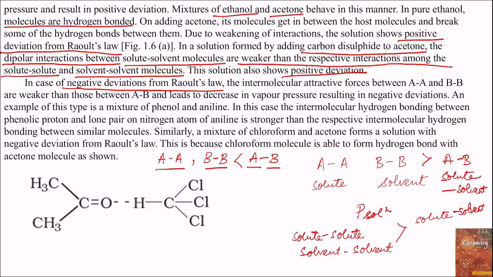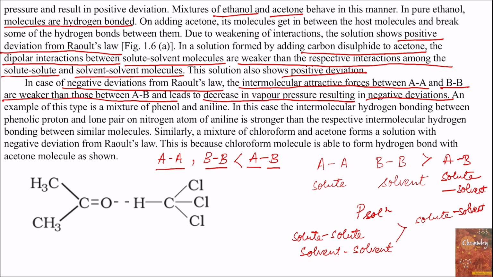Due to greater interaction between solute and solvent molecules, the tendency to go into the vapor phase decreases, as a result of which the vapor pressure of the solution shows negative deviation from Raoult's law, or it is lower than that predicted by Raoult's law. So in case of negative deviation from Raoult's law, the intermolecular attractive forces between A-A and B-B are weaker than those between A-B, which leads to a decrease in vapor pressure, resulting in negative deviations.